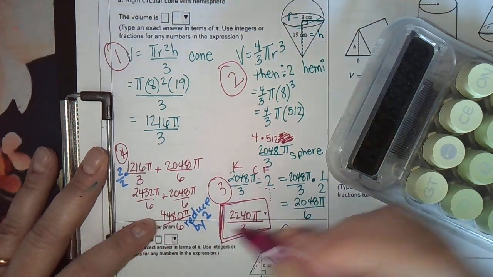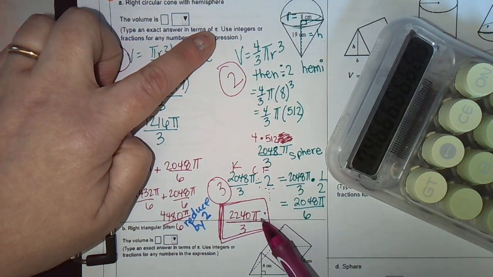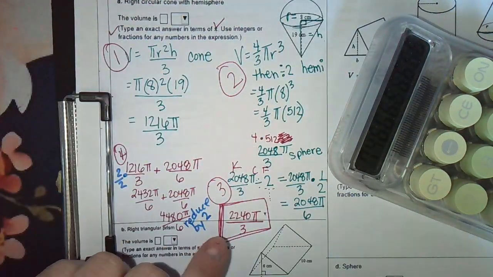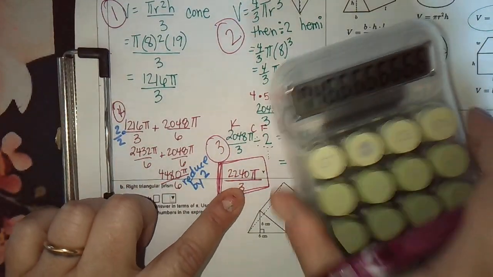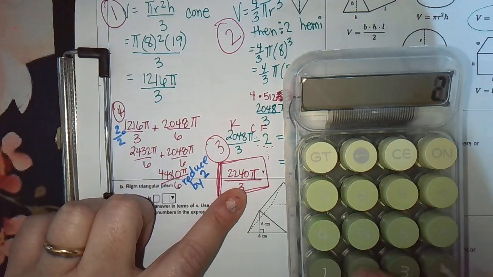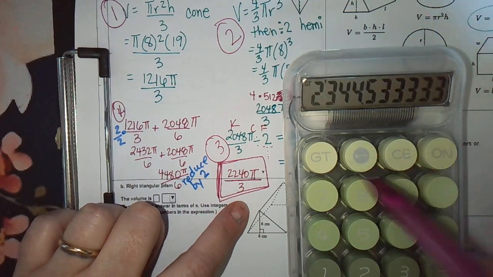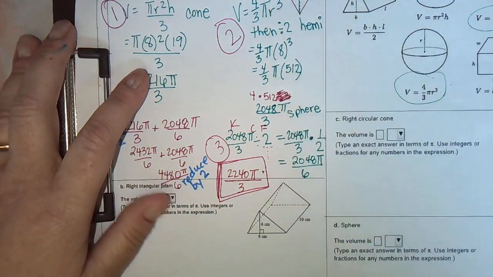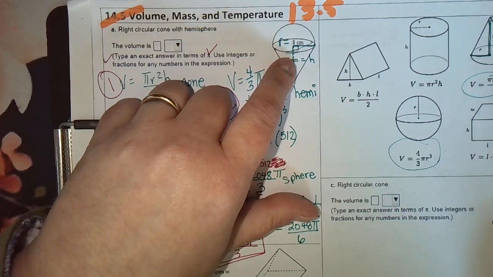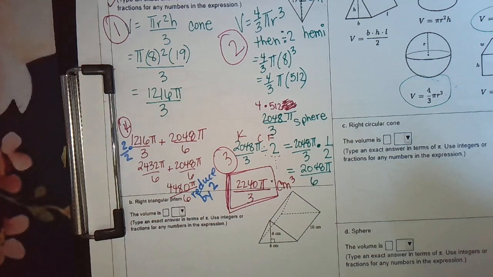But if we look at the answer box, it says type an exact answer in terms of pi. So I still have the letter pi. Use integers or fractions. That's what we used, fractions. Okay. So the volume of this is this. If we wanted to figure out what it was as a number, we could say 2240 times 3.14 divided by 3, and it's about 2,344 centimeters. And now since we're on volume, we're going to say centimeters cubed. So area was squared, now we're on volume.